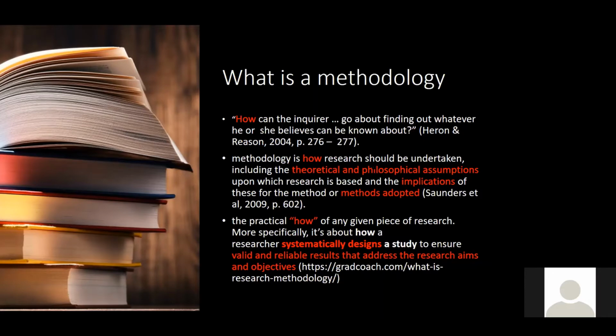So how can the inquirer go about finding out whatever he or she believes can be known about? So again, thinking about how you can get in there and find what it is you need to discover. What are the steps you take? So it's about thinking about also the theoretical and philosophical assumptions that you may be bringing to your research. So are you coming into the research with a set point of view already, with a set idea of what you want to find, and how might that influence your findings or the way you conduct this study?